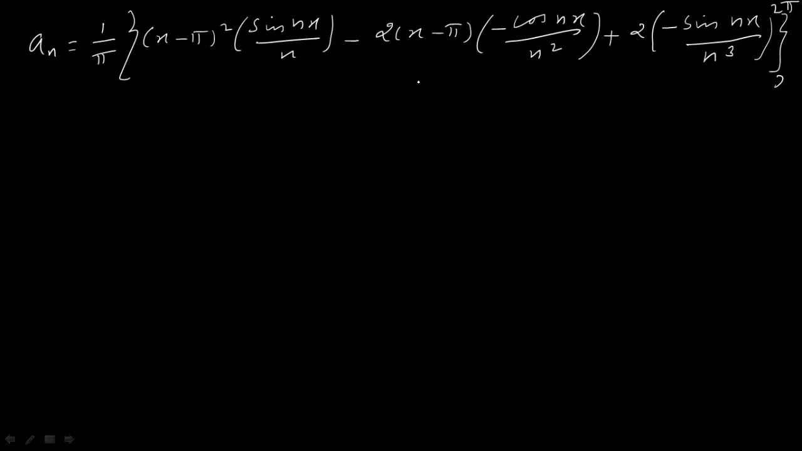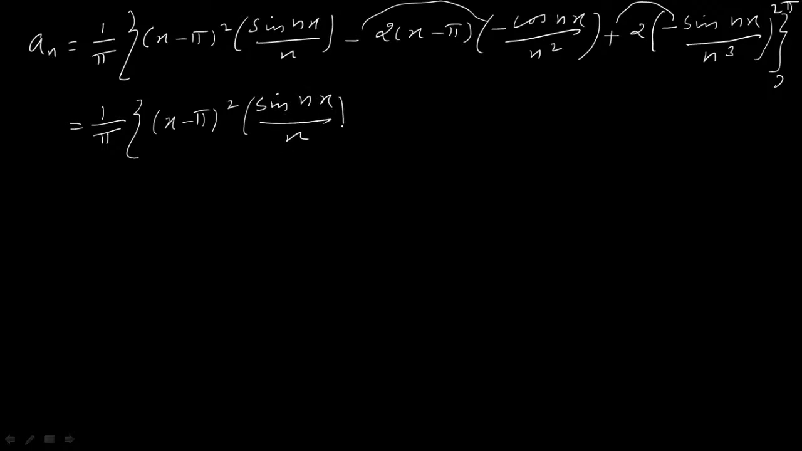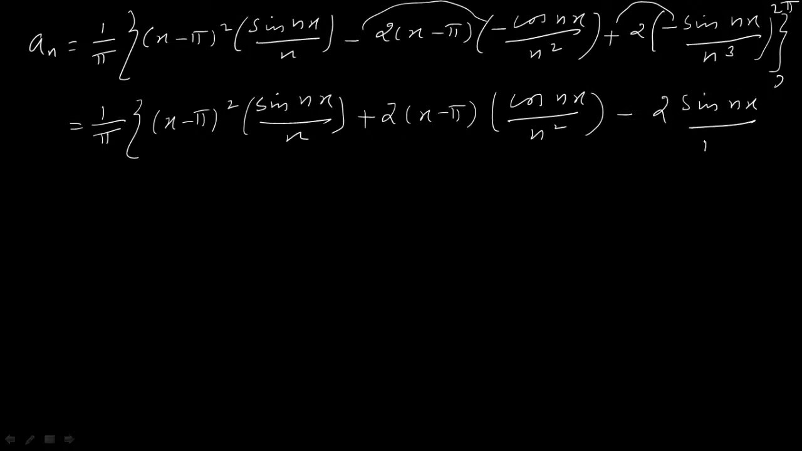So before we apply the limit, let me first simplify the signs. Here there is a minus, so minus times minus becomes plus, and plus times minus becomes minus. So let me simplify that so that the calculation seems easy. Okay. So x minus pi the whole square sin nx divided by n plus twice x minus pi of cos nx divided by n square minus twice sin nx by n cube.